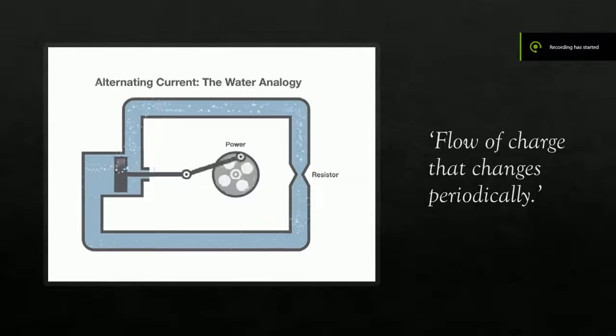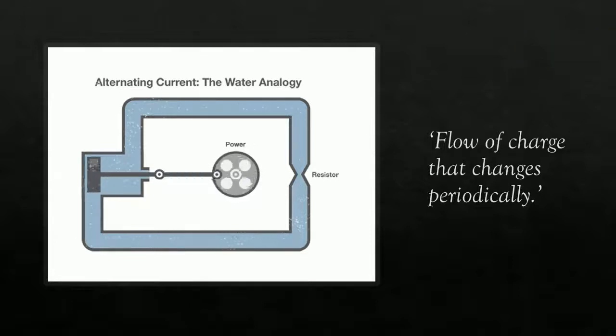AC, or alternating current, describes a flow of charge that changes periodically. This also leads to the voltage level reversing with the current. This can be shown easily with an analogy, in which current is shown as water. As the crank moves the piston, the direction in which the water or current is flowing changes. One full rotation of the crank moves the piston from fully extended to retracted and then back to fully extended.